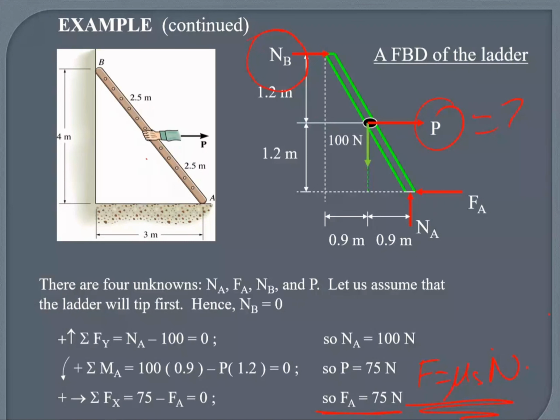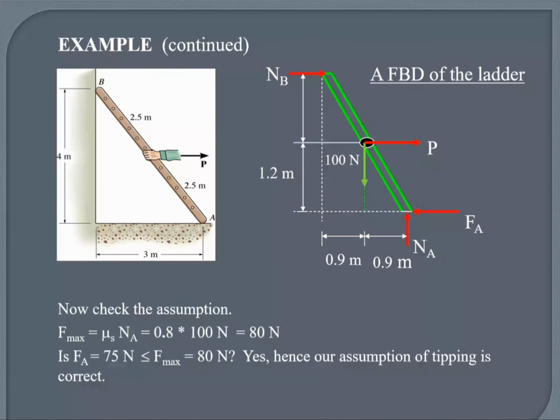Okay, hold on. You found your P. Now we want to verify the assumption was right or wrong. So mu SN tells us it's 80, which is greater than 75. So our assumption of tipping is correct. Is that clear? Yes, sir. Is that clear to everyone?